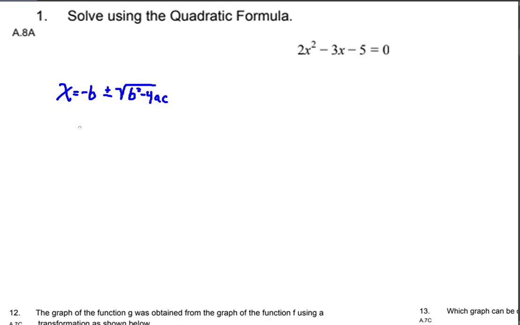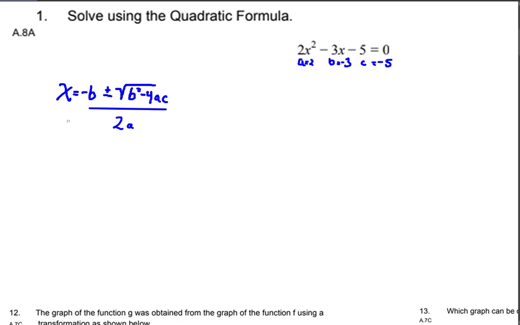So x is equal to negative b plus or minus the square root of b squared minus 4ac, all over 2a, okay? What we need to recognize is that the quadratic formula is the easiest way for you to factor a problem for most problems, or at least to get the zeros. So the way you're going to do it is this. I can see that a is equal to 2, b is equal to negative 3, and c is equal to negative 5, all right?